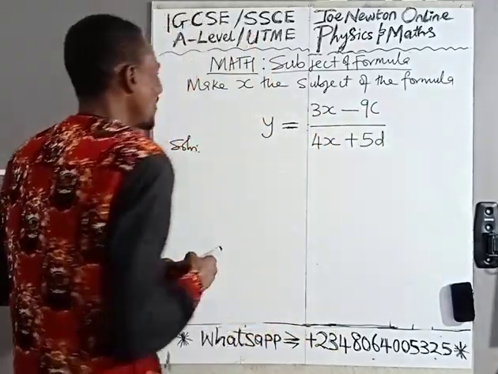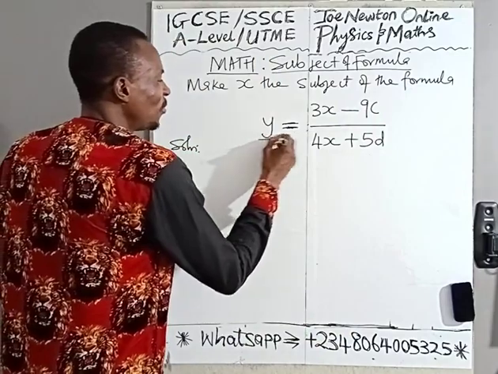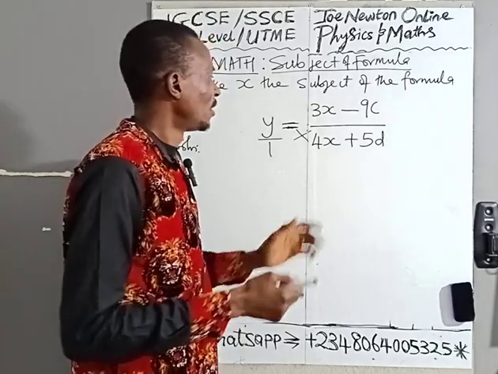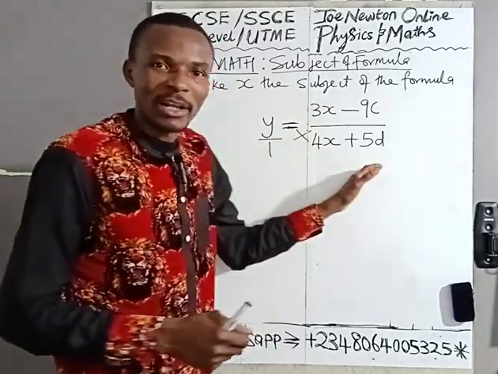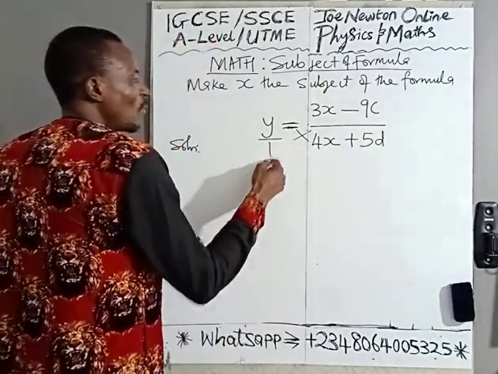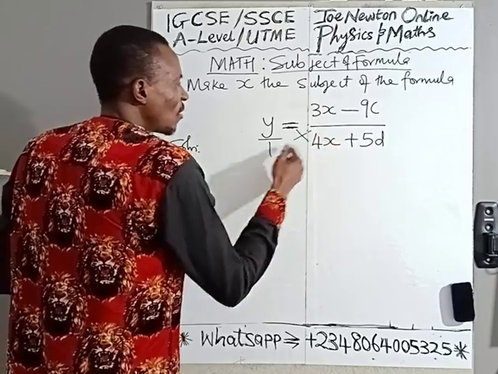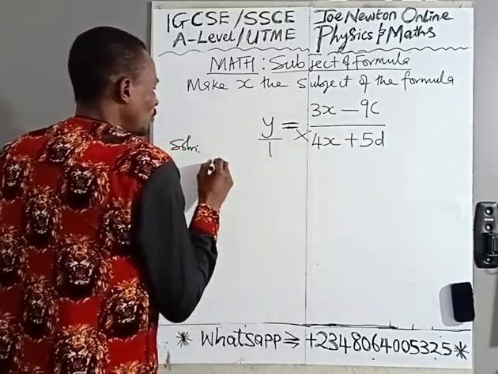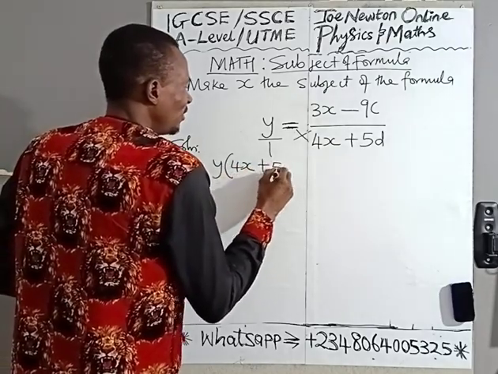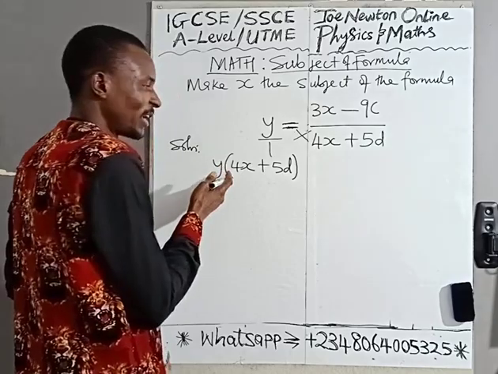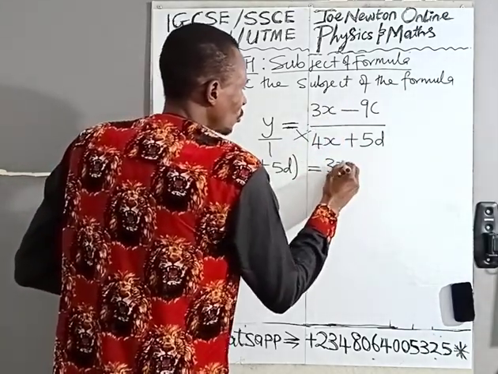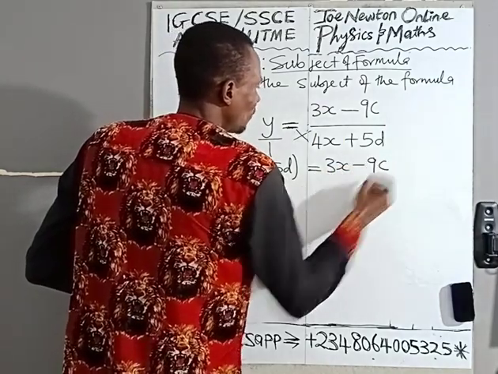Watch out. Okay? The first thing you do is you cross multiply because it is a fractional equation. So we're going to make it linear, one straight line equation, to clear the fraction. So we have this over 1. So y will times this and 1 will times this. That will give us y bracket 4x plus 5d, bracket means multiplication, is equal to 1 times this, which is the same thing, 3x minus 9c.